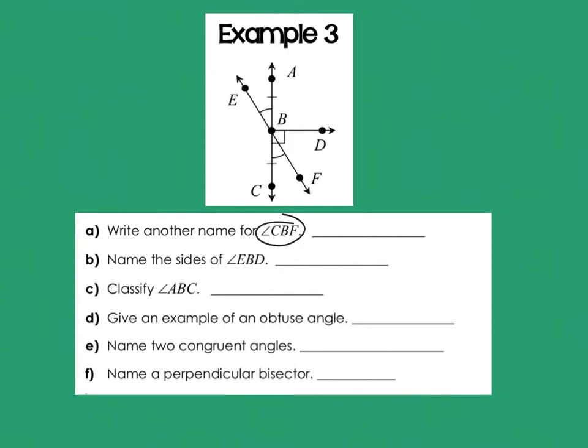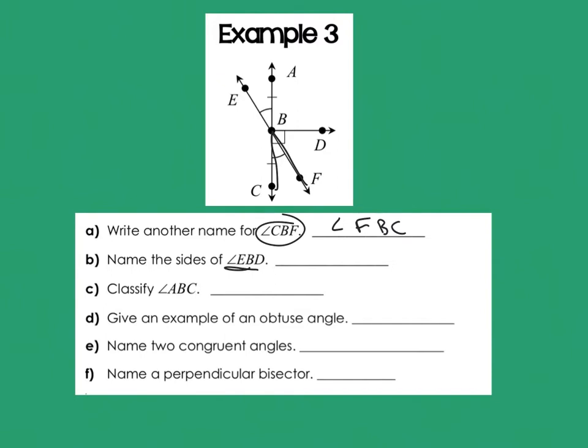Write another name for angle CBF. So CBF is right here. Now again, I really don't even need to look at the picture to rename that. I could just call it angle and the same name in reverse order. So FBC. Okay. Name the sides of angle EBD.